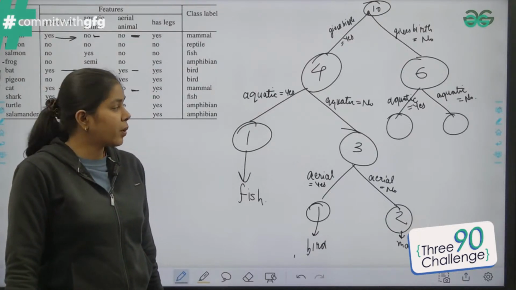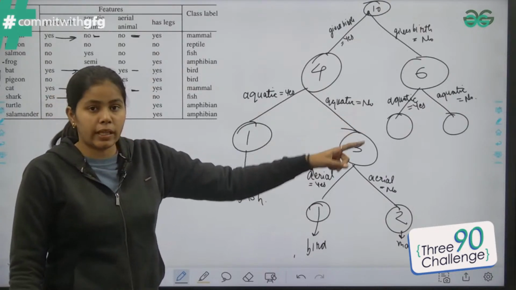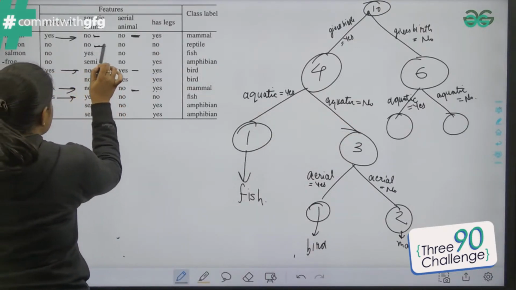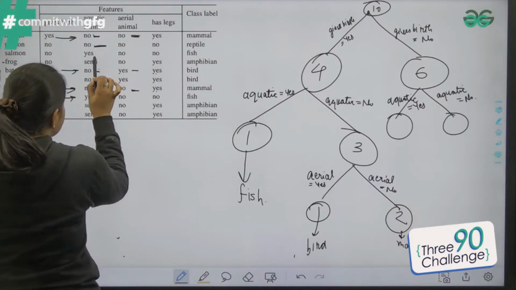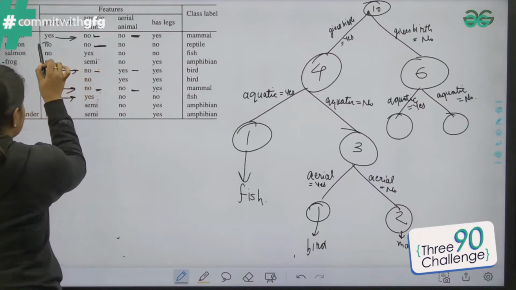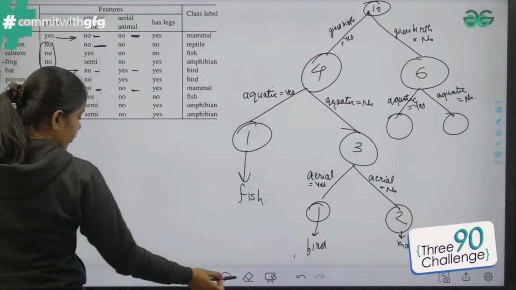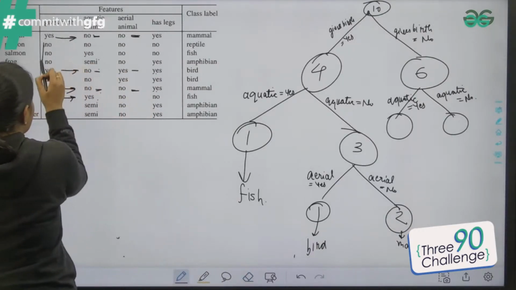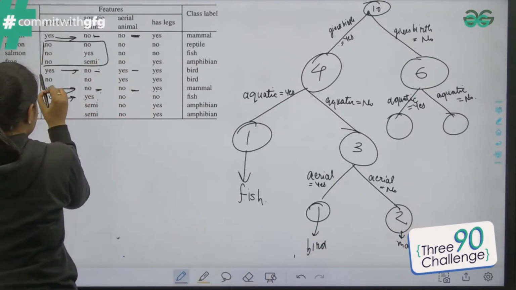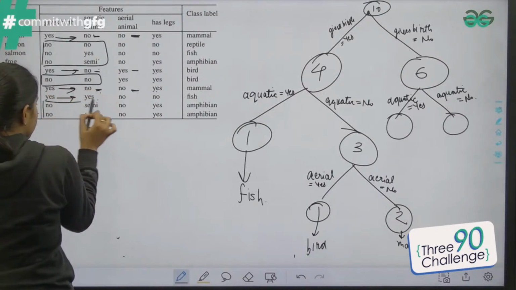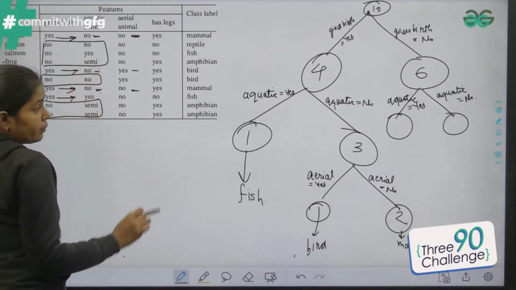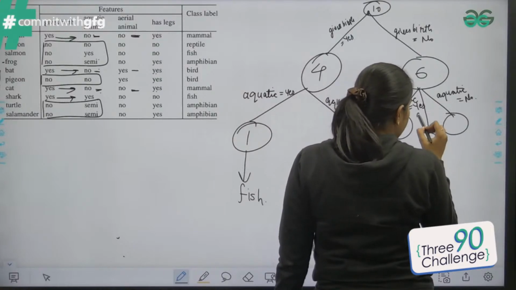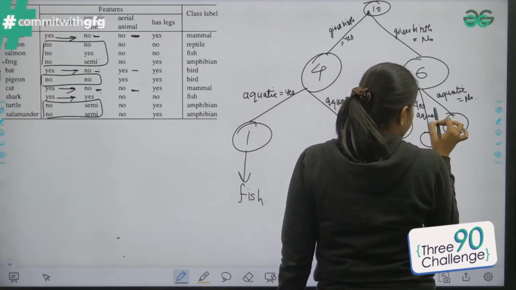Just tell me guys, how it gets divided, aquatic yes and no, in the cases when we have no. So you can see that one no. Okay, you can see that in this no section, let me write down here. In this no section, this is no, and these two are no. We have 3 values here: aquatic yes, aquatic no, and aquatic semi.